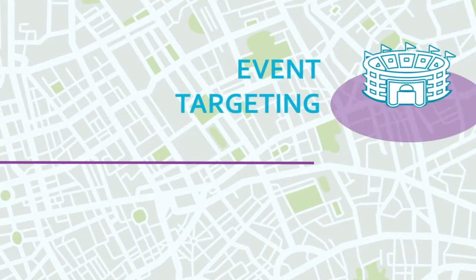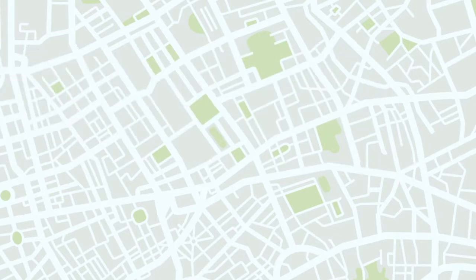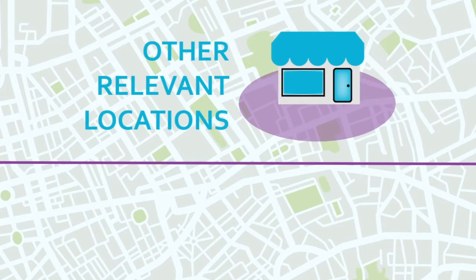Event targeting, which reaches target audiences at specific times. We can hit local events our target audiences are likely to attend, like concerts, sporting events, and state fairs. And we can expand our geofencing strategy to include other relevant businesses, like shopping malls, movie theaters, and schools.